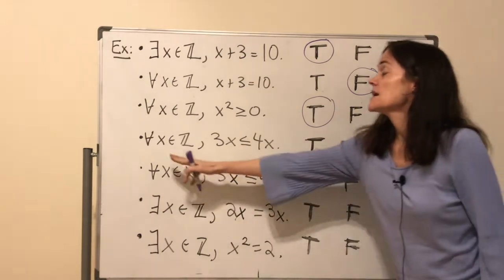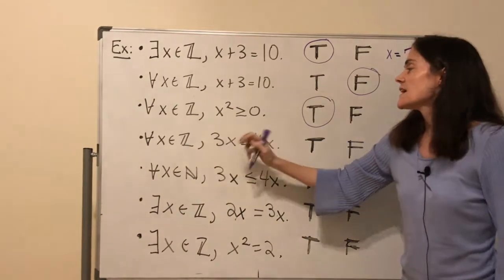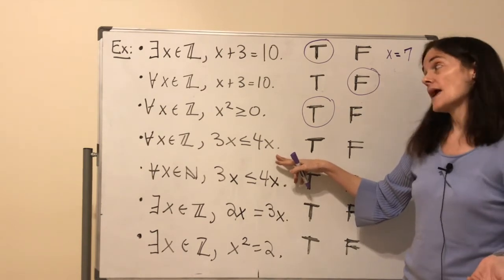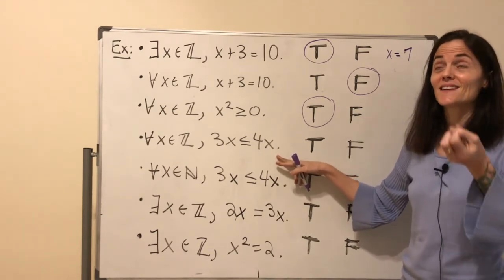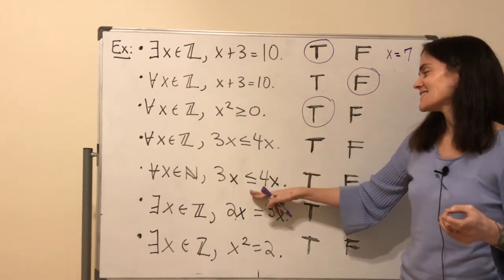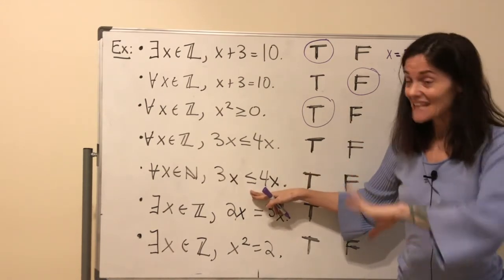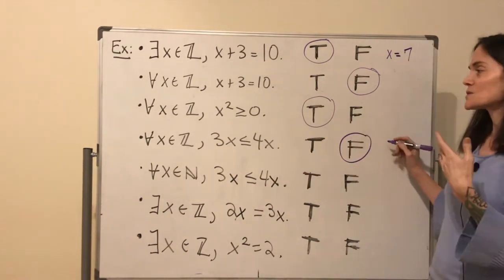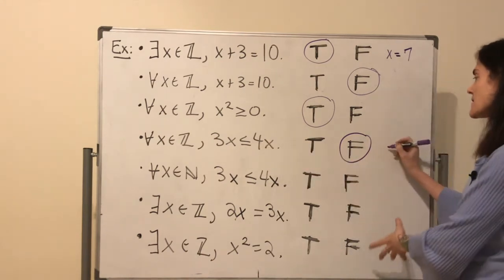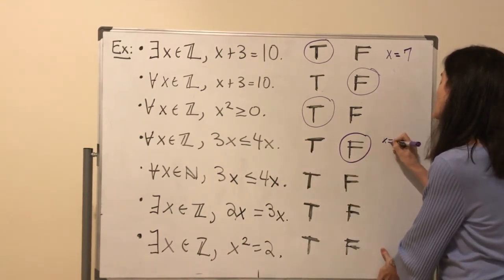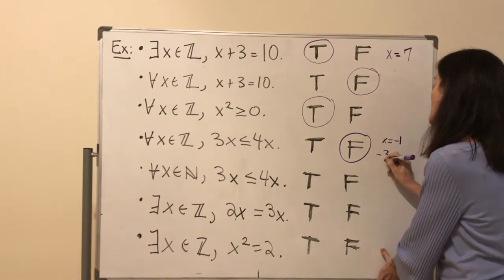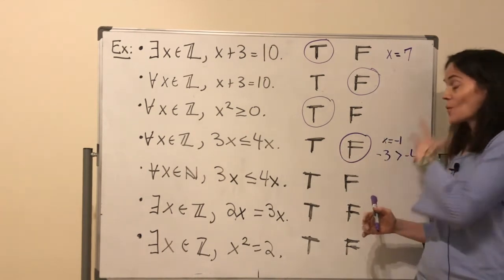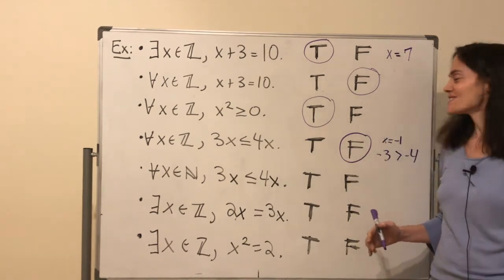The next one, for all integers, is it the case that 3X is less than or equal to 4X? Well, this is okay if you have non-negative integers and certainly for positive integers, which is the next one, but for all integers, no, this is false. To realize it's false, we only need one where this fails, and for example, take X equals -1, which is an integer. -3 is bigger than -4, and so this fails for this one integer. The for all is false.